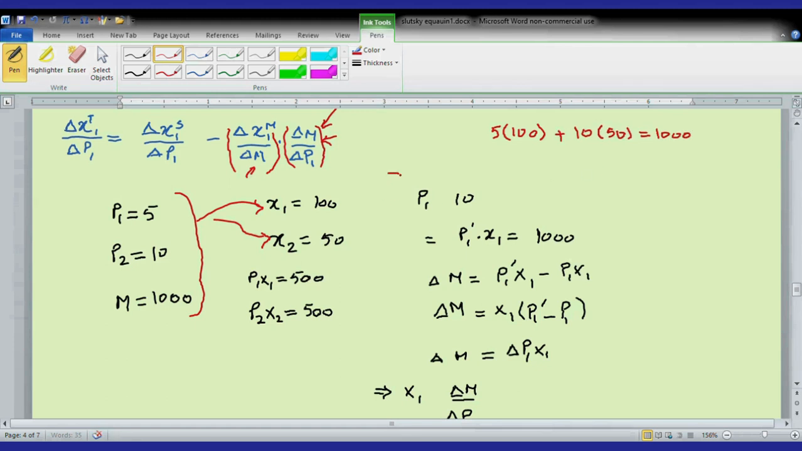Then we see that the price of good 1 increases from rupees 5 to rupees 10, and if we still want to consume 100 units of good 1, then the needed expenditure on good 1 at the new prices will be equal to 1000, because the price of good 2 has not changed.